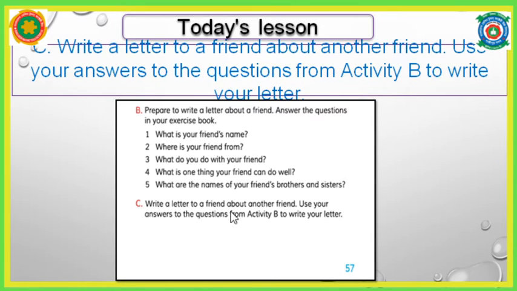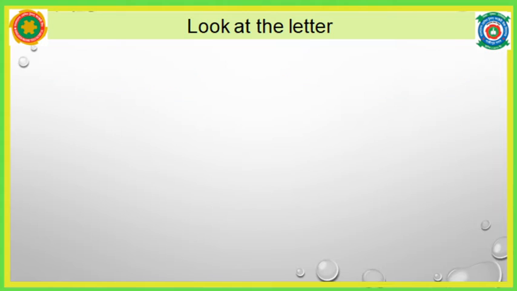Write a letter to a friend about another friend. Use your answers to the questions from activity B to write your letter. Yes, I have already said that. When you write your letter, you can use this information. Here are the questions, and you can add these answers in your letter, in your writing.